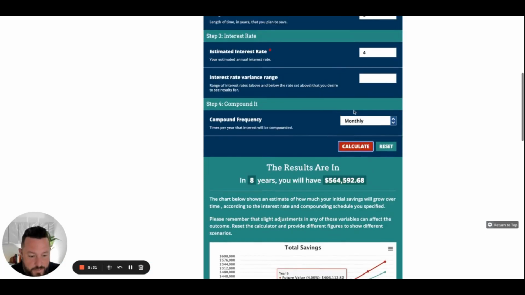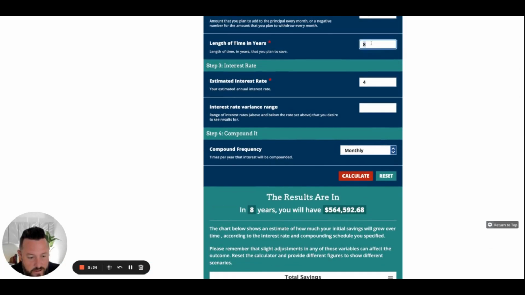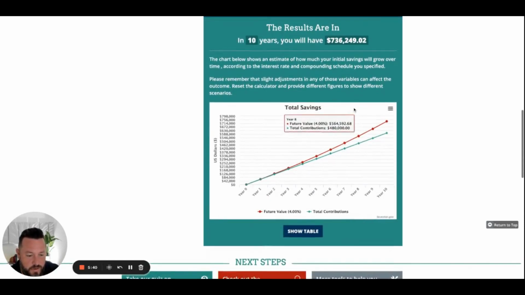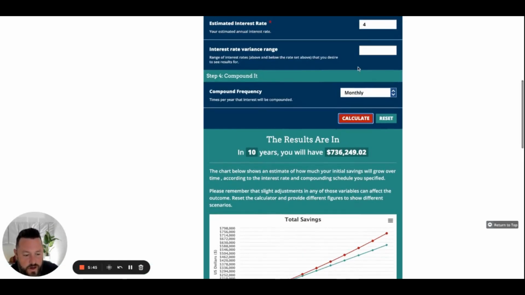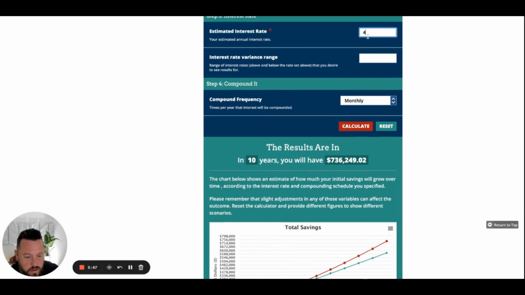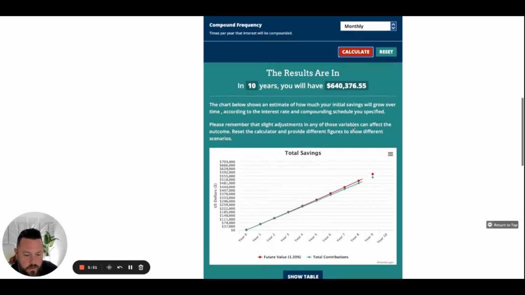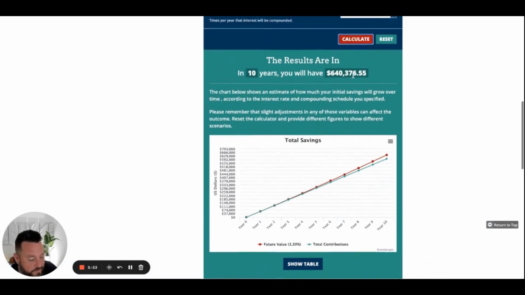And then let's say this person was a teacher and they could go 10 years, right? I know a lot of people won't go this long, but let's just do it. 10 years, this person will have 736. And if we drop the interest rate down to 1.3, 640.